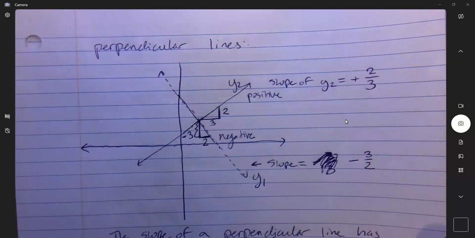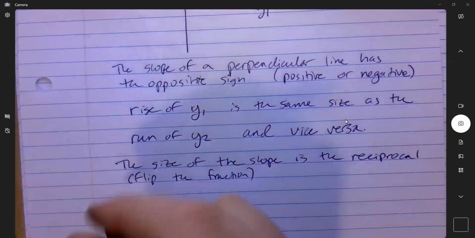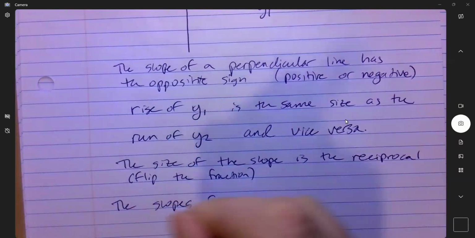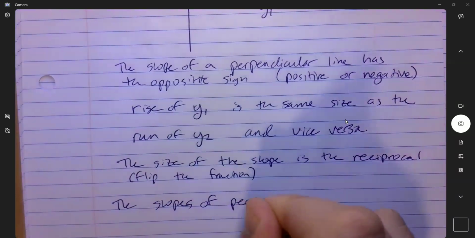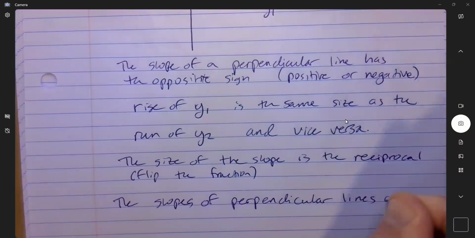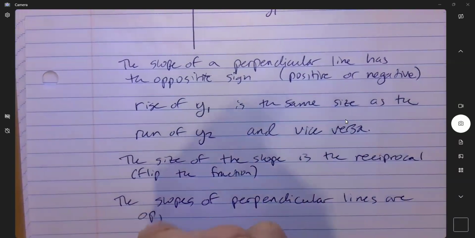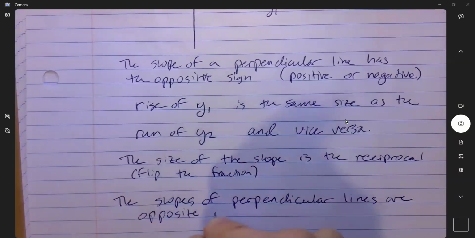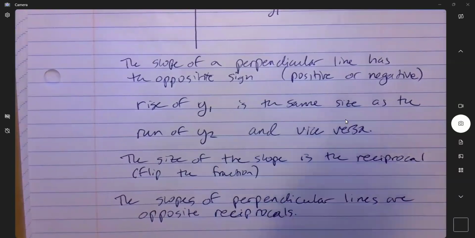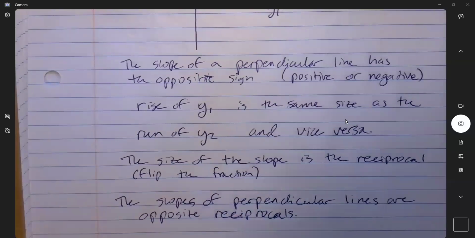So putting all this together, we can say the slopes of perpendicular lines are opposite reciprocals. Change the sign, flip the fraction. So let's practice a couple of those.